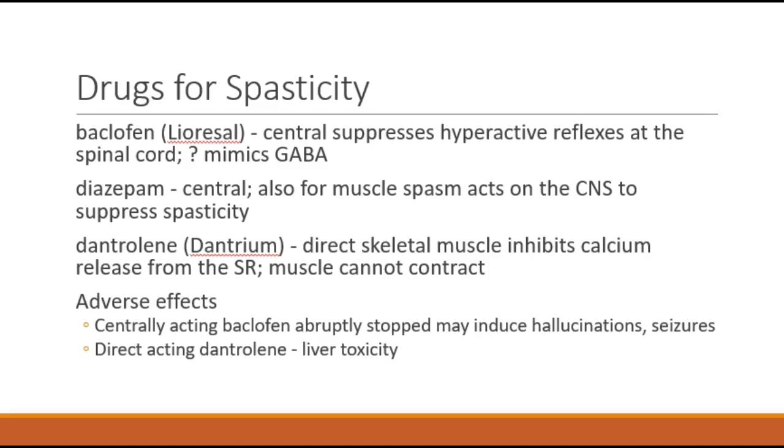If I don't have this corrected on your slide, the centrally acting baclofen, if it's abruptly stopped, may induce hallucinations and seizures. At one point I had the word withdrawal in there, and that wasn't correct. So I just want you to know about that.